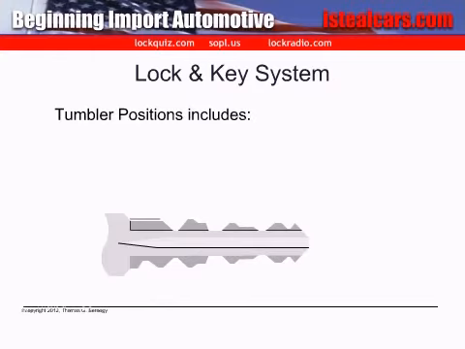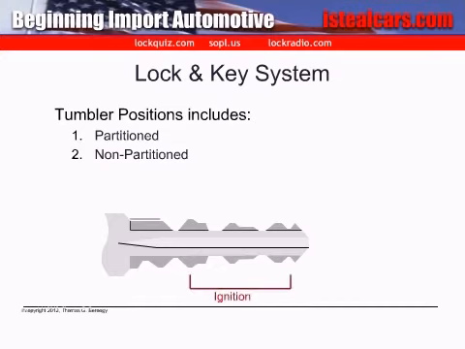When it comes to tumbler positions, a lock and key system may be either partitioned or non-partitioned. A partition system is one in which the different locks of the vehicle only use a part of the cuts or spaces on a key. On the 1996 Ford 8-cut system, for example, referring to the tumbler position chart on the previous slide, the ignition lock has tumblers for cuts or spaces 2 through 8 of the key blank. In other words, there are no tumblers for space number 1 or cut of the key.